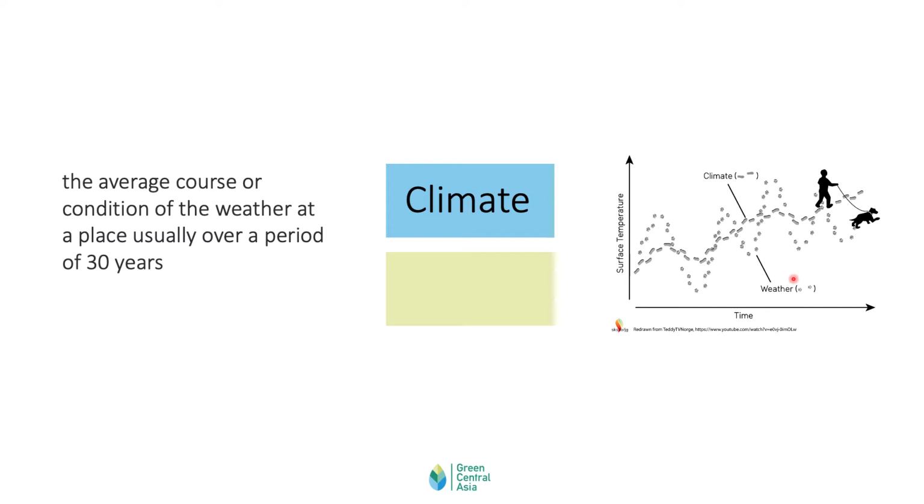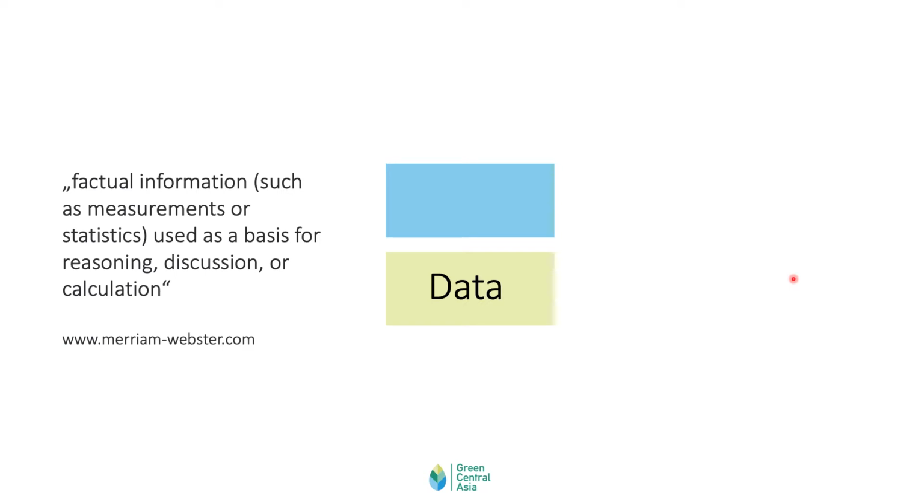The weather has time scales of 1 day to 1 week, and the climate usually is considered within 30 years. On the other hand, according to Merriam-Webster, data is defined as factual information like measurements or statistics that we gather, which is also used as a basis for reasoning, discussion, or calculation. So to understand the climate, we have to gather information and statistics from the climate.